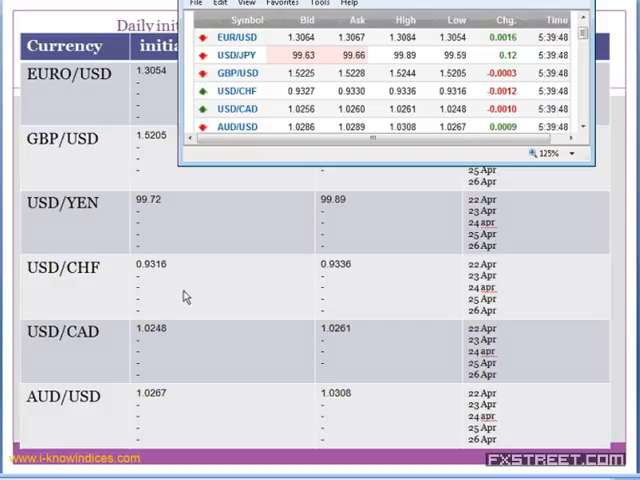Then USD CHF, they have not breached the low or the high. Canadian dollar and Australian dollar also, they have not breached the high or the low. So it is more of a yen story now.